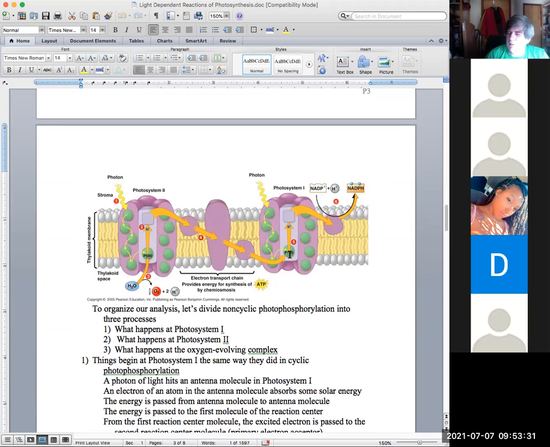So we had a problem. Photosystem 1 lost an electron. Okay, we've corrected that problem. We've given it an electron from photosystem 2.